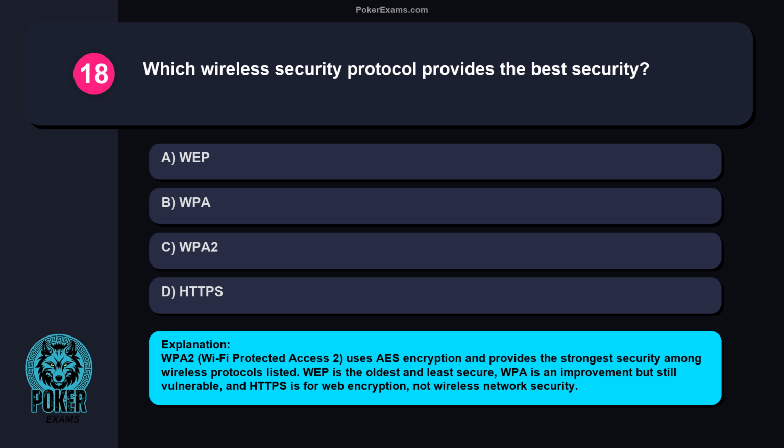WPA2, Wi-Fi Protected Access 2, uses AES encryption and provides the strongest security among wireless protocols listed. WEP is the oldest and least secure. WPA is an improvement, but still vulnerable, and HTTPS is for web encryption, not wireless network security.